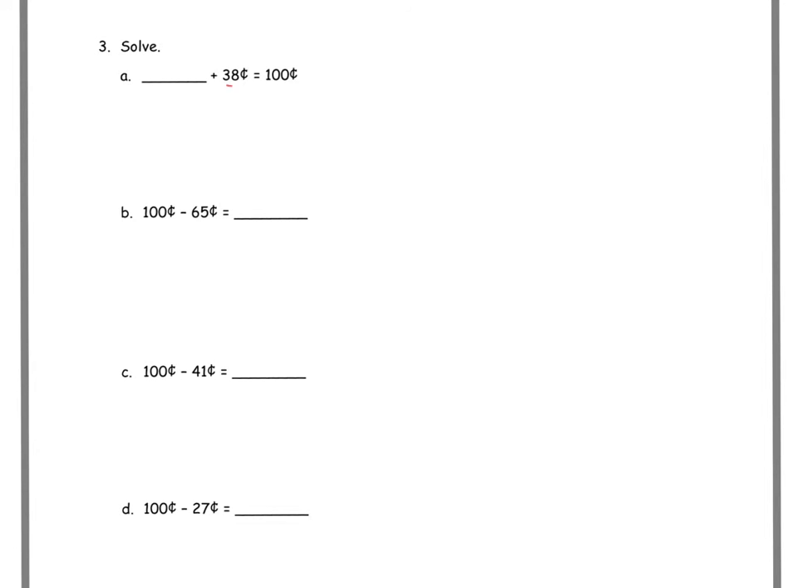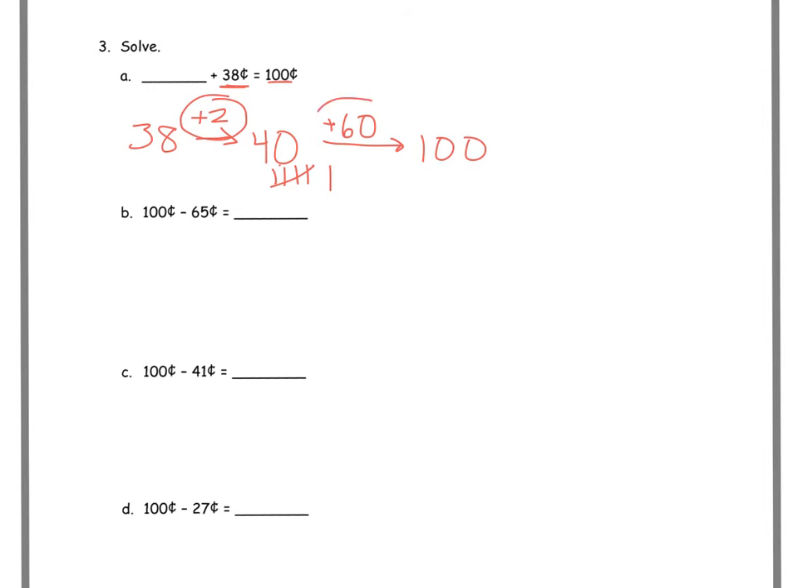So for the first one, I'm trying to get from 38 to 100. So my starting point is 38. I want to try to get to my next 10 by adding 2. That'll get me to 40. And then I can count by tens to 100. So 40, 50, 60, 70, 80, 90, 100. 6 tens equals 60. Now, anything that I added, I'm going to combine or push together or add together. So 2 and 60 is 62 cents.